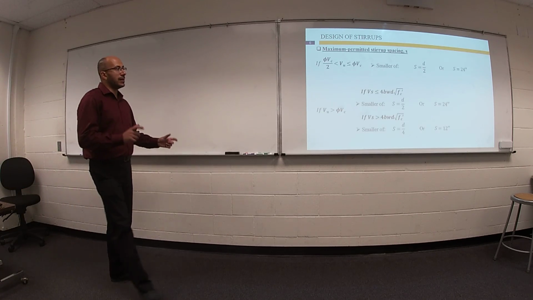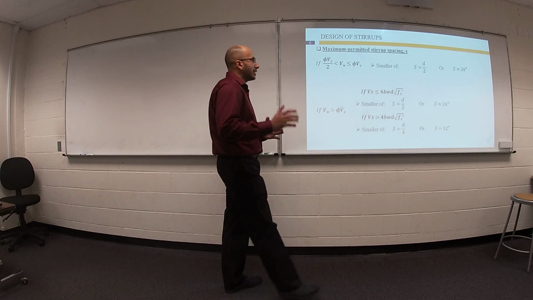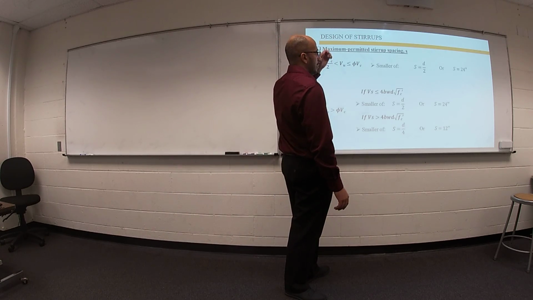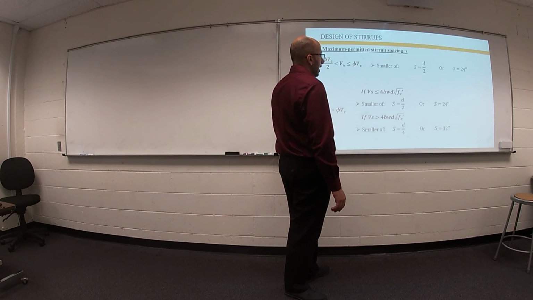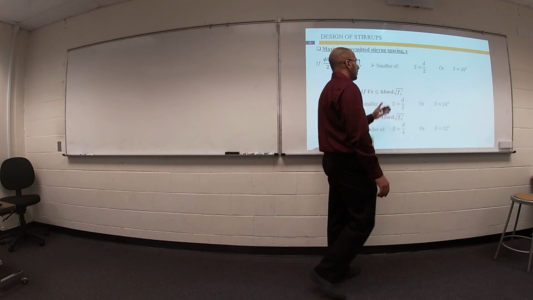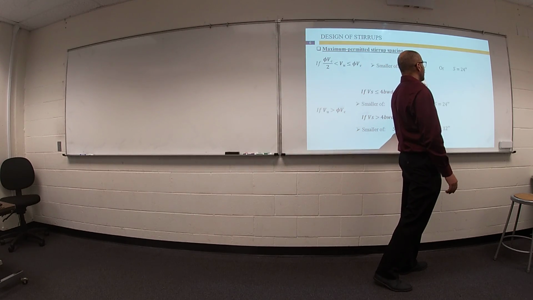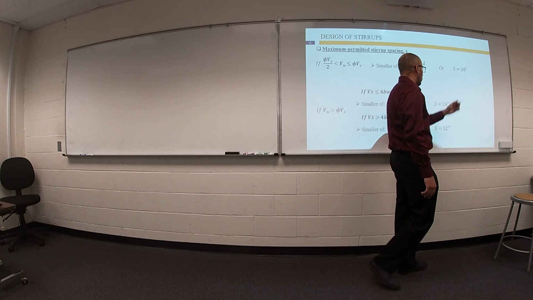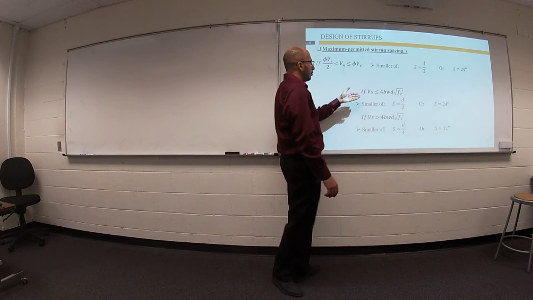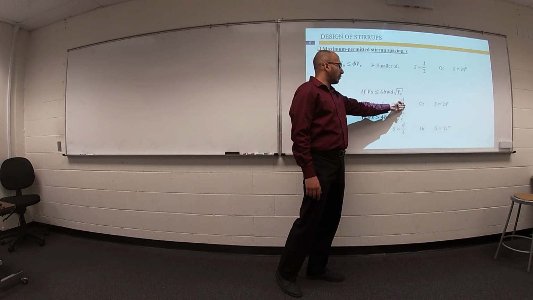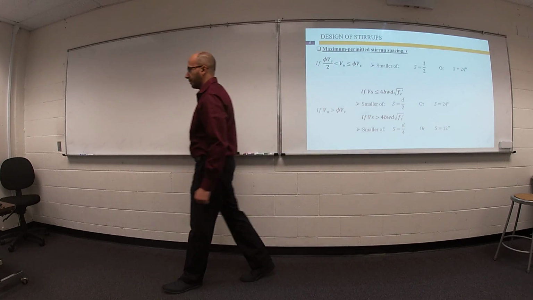This spacing must be smaller than the maximum spacing. For maximum spacing, we also have two situations. The first one: the smallest between the depth divided by 2 or 24 inches. The second one is based on the value of V_s. So we have this situation or this situation.